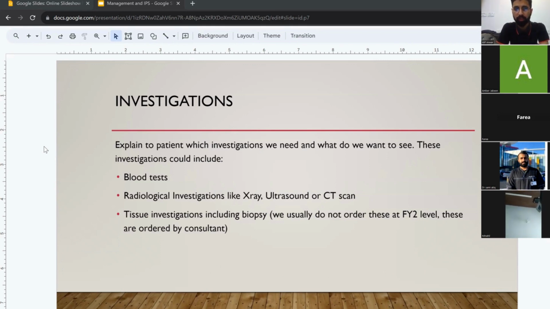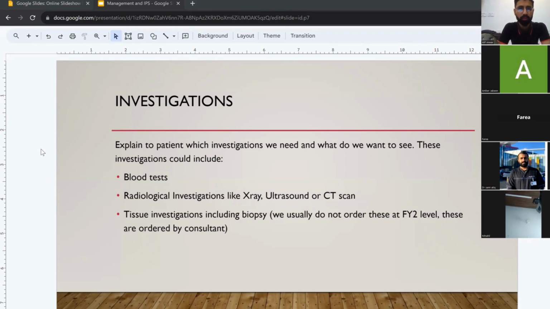Okay, so the third type of investigations includes tissue investigations like biopsy, but we will not order this investigation by ourselves. I'm just telling you in case we are referring a patient to a specialist, we'll tell them that the specialist may do these investigations.